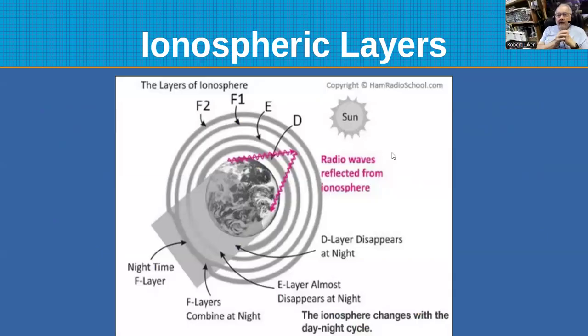Here's a little diagram showing the sun facing the earth and how it affects the layers. And you can see the shaded bar, which is nighttime, which is on the backside of the earth, and how the F layer has shrunk.